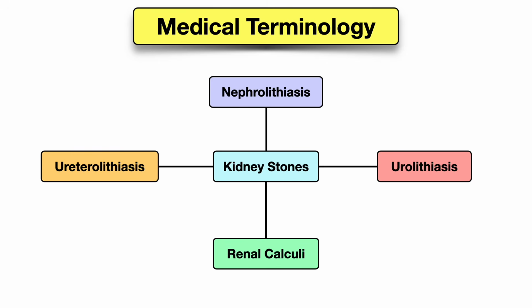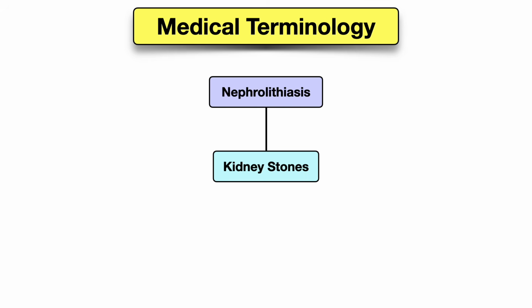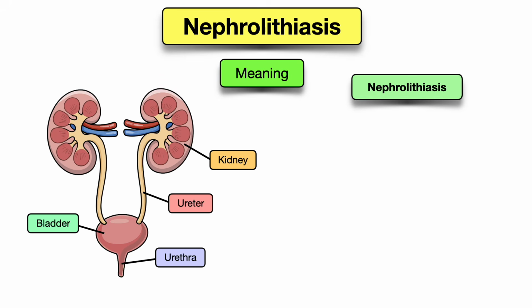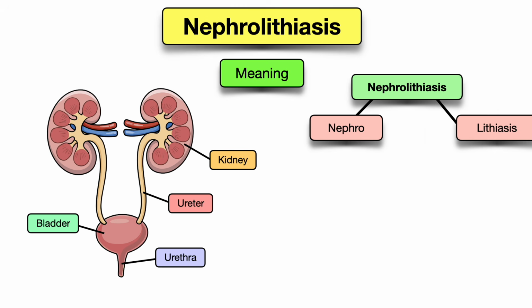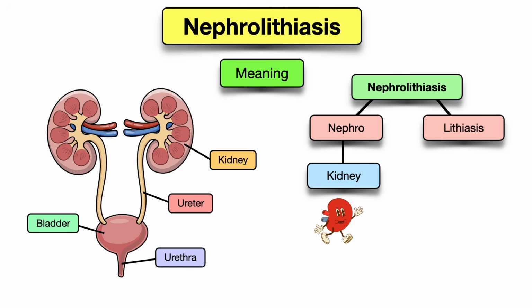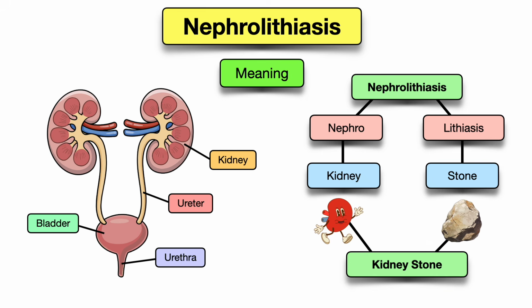Now that we understand the urinary system, let's talk about all the terminology for kidney stones, starting with nephrolithiasis. The simplest way to remember nephrolithiasis is to break down the word. We have nephro and we have lithiasis. Starting with nephro, this means kidney. The suffix lithiasis means stone. So if we put it together, we have kidney stone.